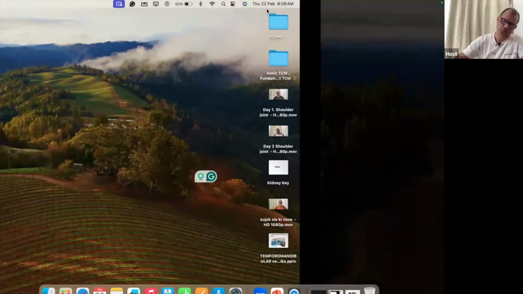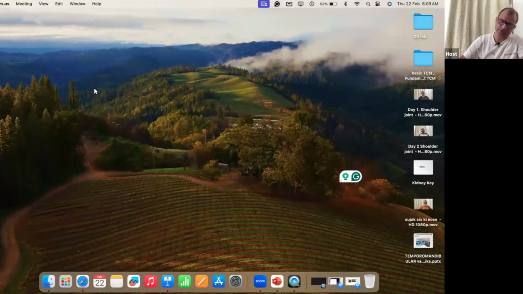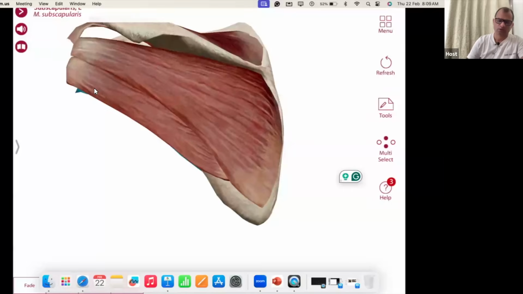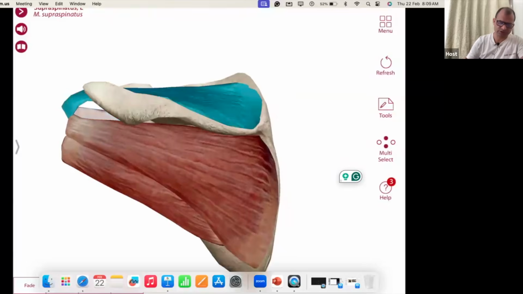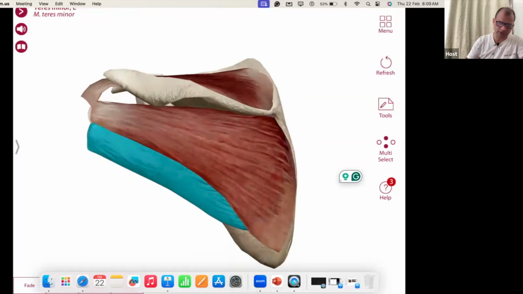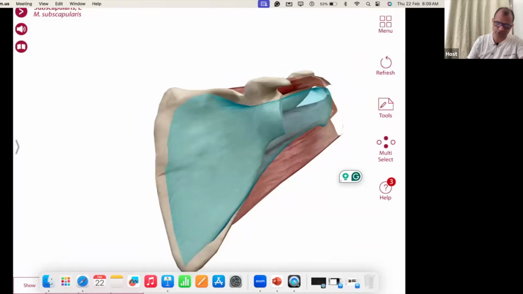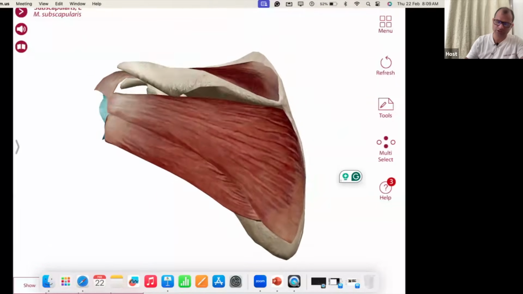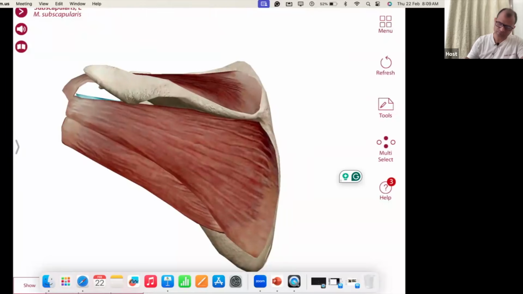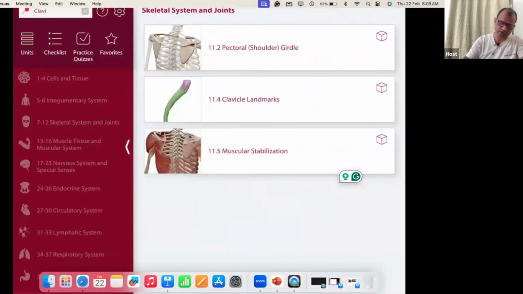Supraspinatus, infraspinatus, teres minor, and subscapularis. Four muscles. Okay, nice. Okay. So again, see the rotator cuff muscle here. So the supraspinatus muscle, infraspinatus muscle, teres minor, and this is the subscapularis muscle. These four muscles providing stability to shoulder joint. ये हमारे shoulder joint को stability provide करती हैं.